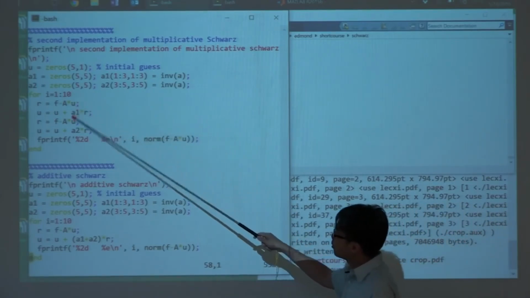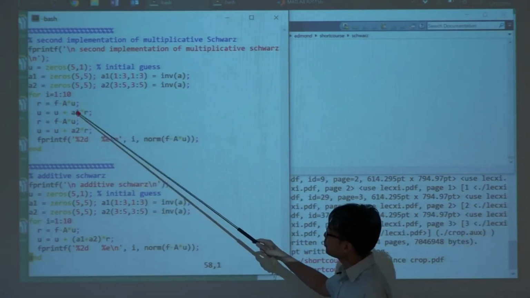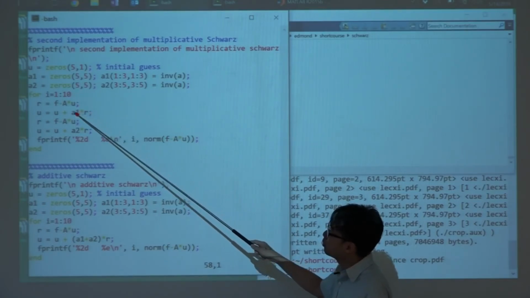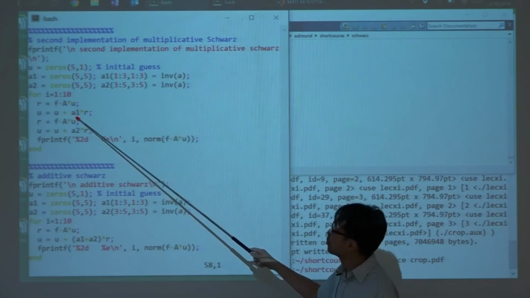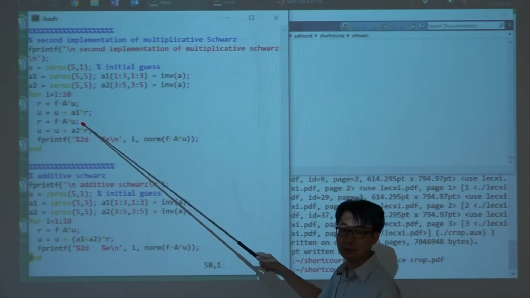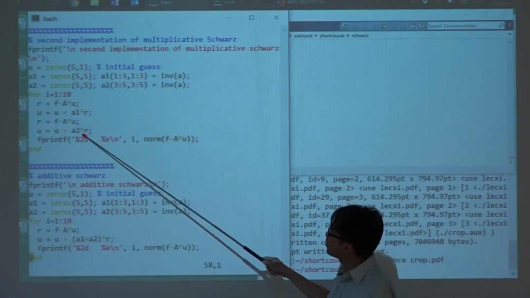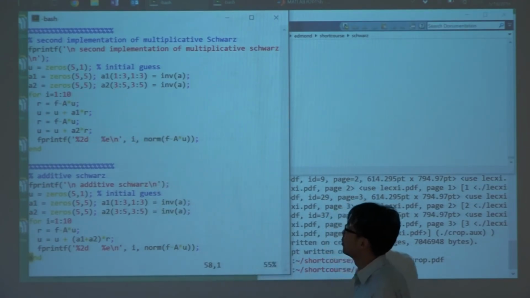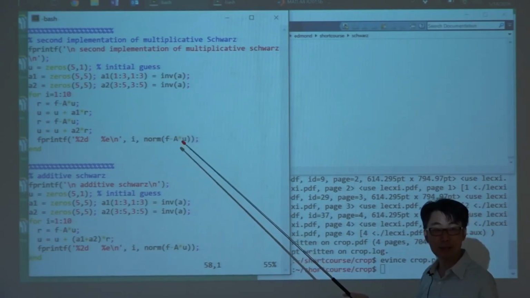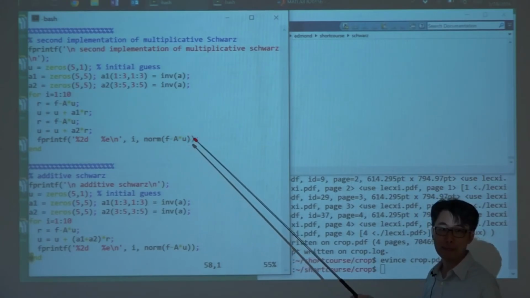Then I'm going to take 10 iterations like before. I'm going to compute the residual, and I'm going to take one standard step using A1 and update the residual, then compute another standard step using A2. Okay, and I'm going to print the residuals after each step. And this is exactly the same method, so the iterates should be exactly the same.